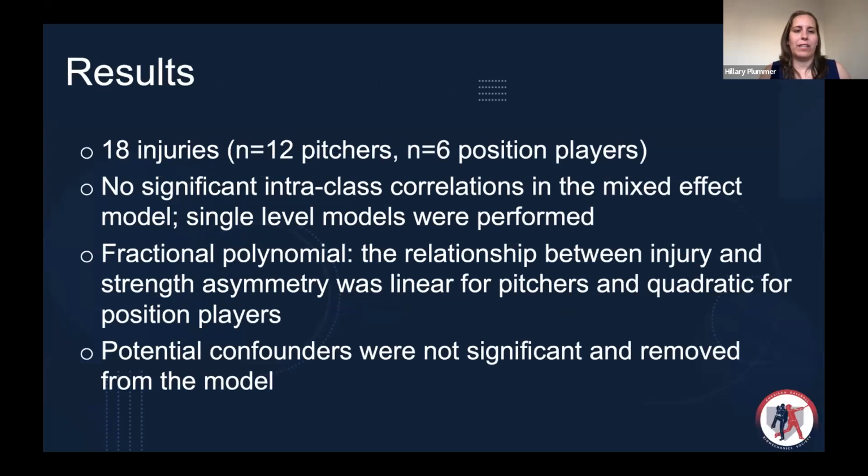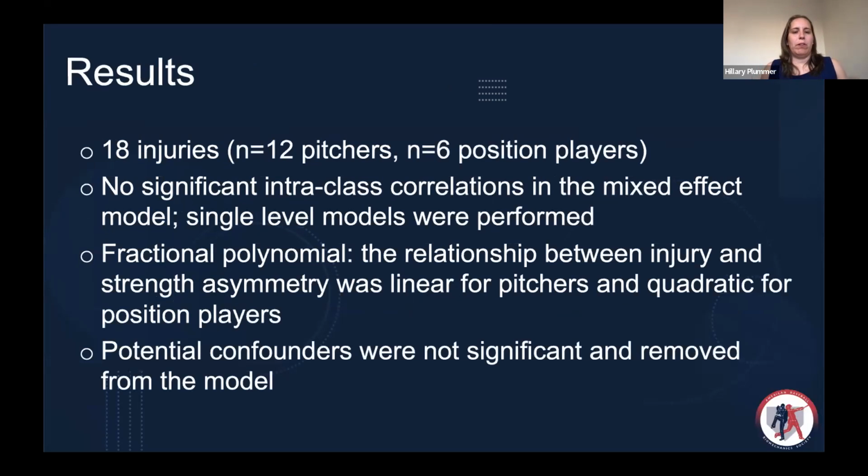And for the results, we actually didn't have nearly as many injuries as we were anticipating. There were only 18 injuries total. 12 of the injuries occurred in pitchers, 6 were in position players. We do acknowledge that the six position players, we know that's a low number, but we felt like it was important to present that data, even though the findings were small.